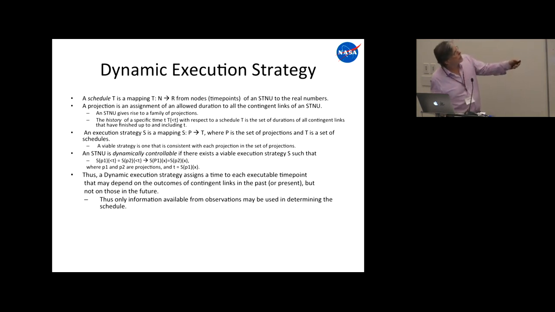Here's a formal definition of dynamic controllability. It basically means that, and here's the interpretation, I won't go into it, but the interpretation is a dynamic execution strategy assigns a time to each executable time point that may depend on the outcomes of contingent links in the past, but not in the future. So that's the intuition we wanted. We wanted to develop a strategy that depends on what contingent links were assigned in the past, but we don't want to be clairvoyant, which is unrealistic. So that's a dynamic execution strategy. The only thing that you need in a dynamic execution strategy are observations of what nature has done in the past up to the present.